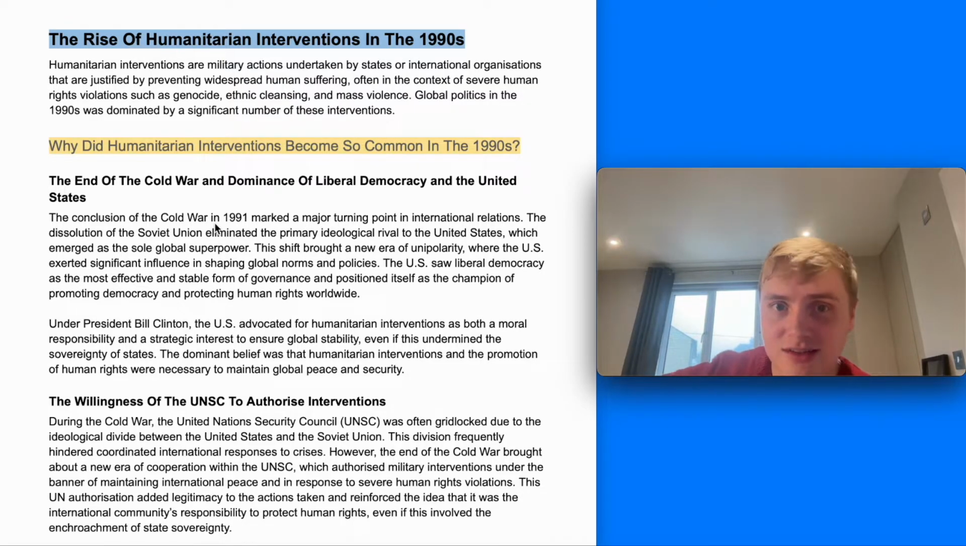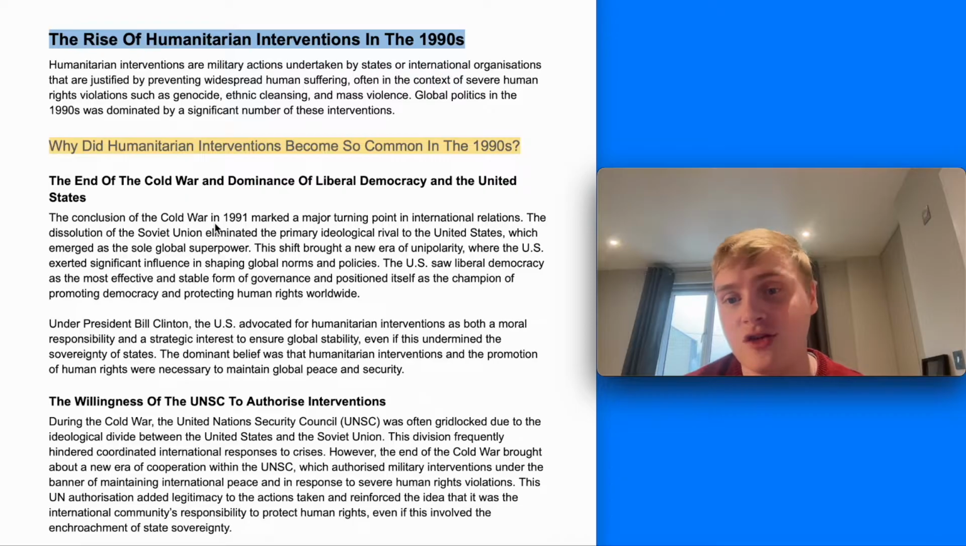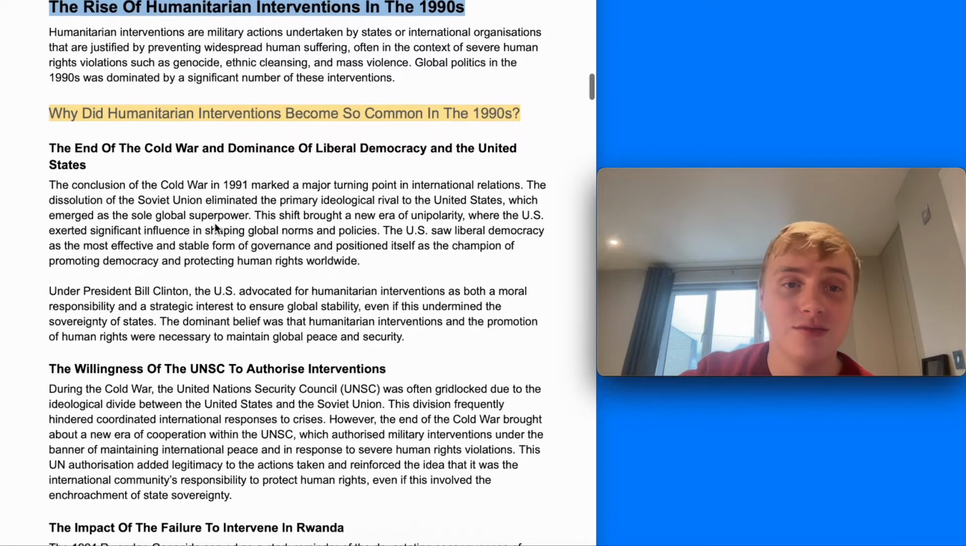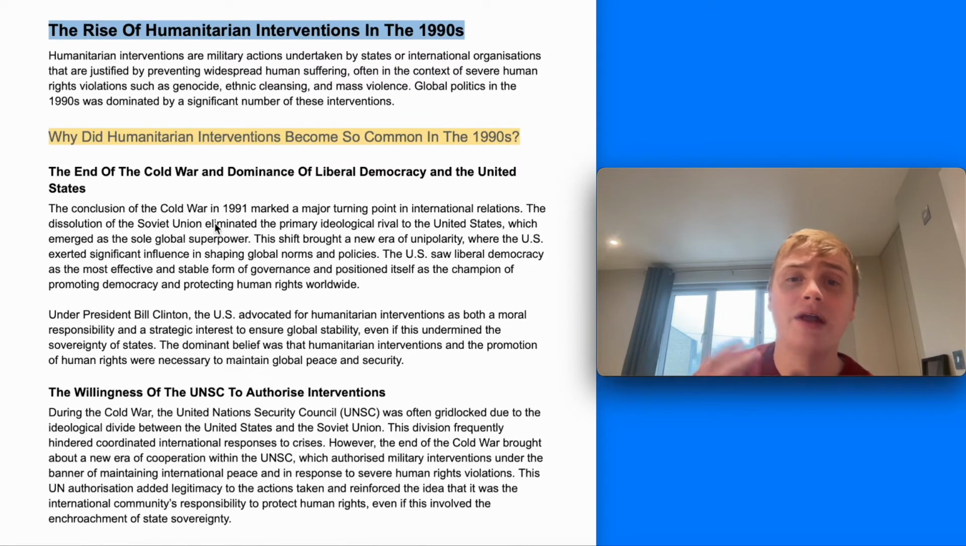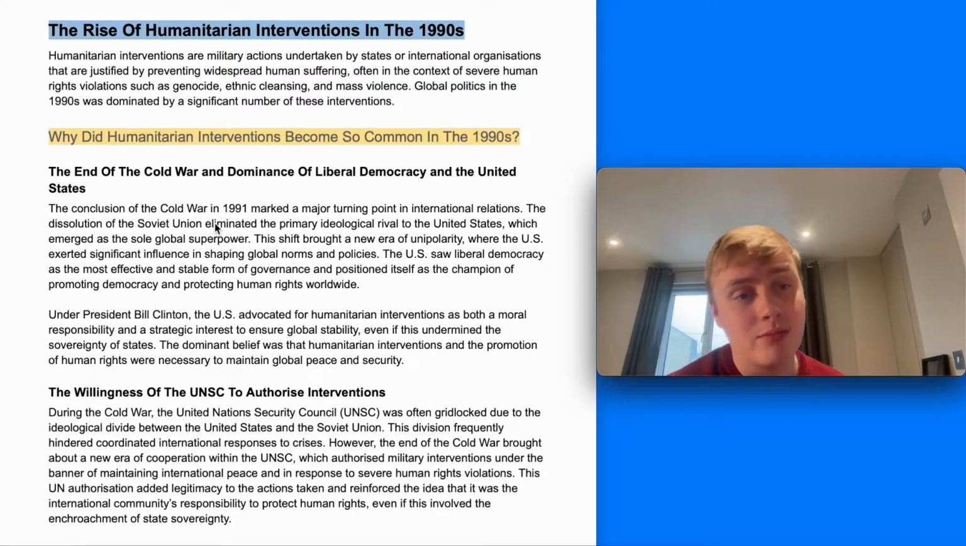So global politics in the 1990s was really dominated by a number of these interventions. They're military interventions designed to protect human rights because a state is violating the human rights of its citizens, and the international community or a number of countries have decided they need to intervene militarily and stop the state doing what it's doing to protect the human rights of its citizens. They became really common in the 1990s for a number of reasons.